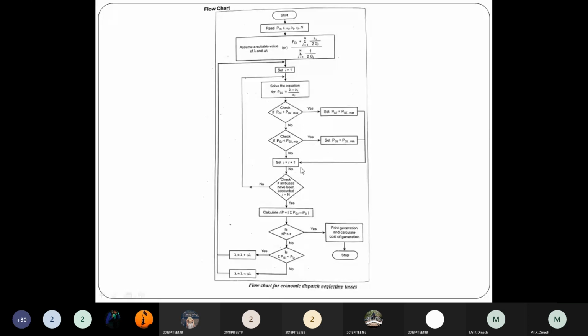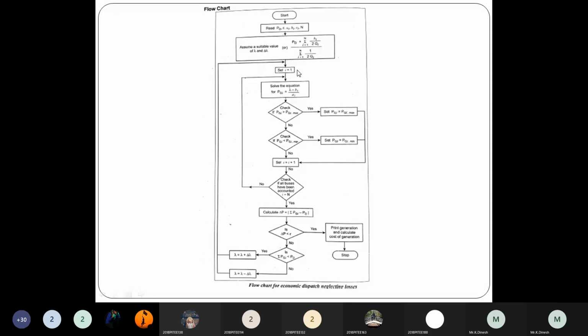If the increment condition is not met, I have to check my buses. When the buses are checked, I have to calculate my change in demand power. So del P equal to summation of del PGI minus PD. Then I have to check whether del P is less than epsilon. If yes, I have to generate the power, the cost of generation, calculation of power, and so on. If it is not, I have to increment my lambda again and again, or otherwise proceed with the initial process.